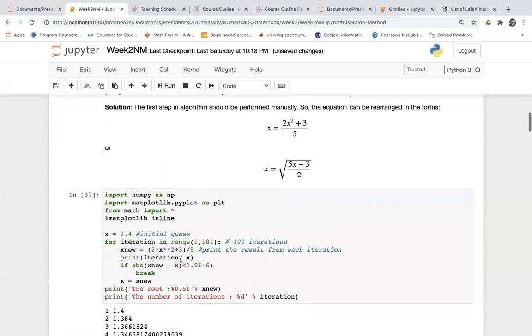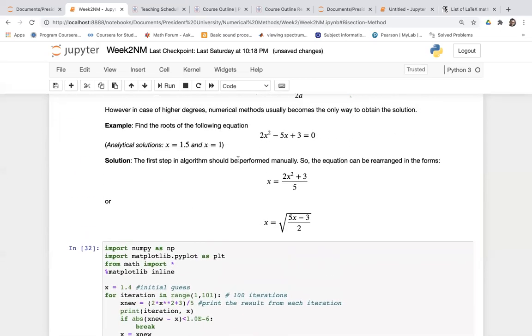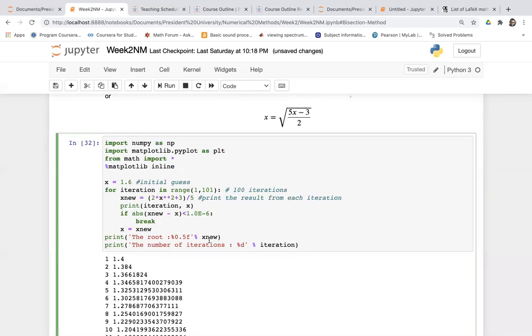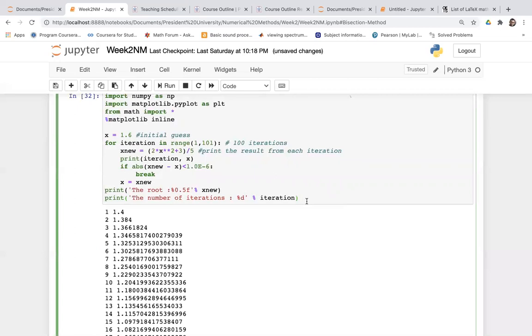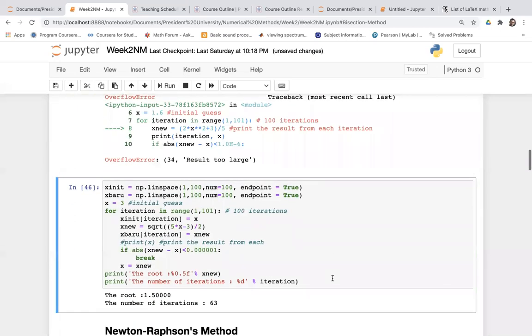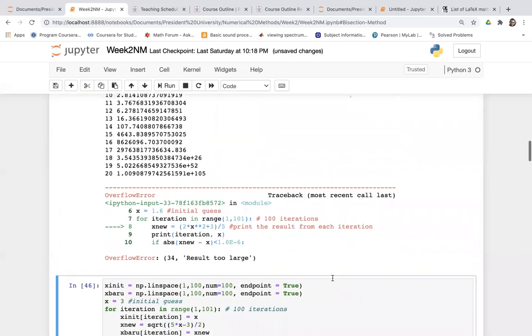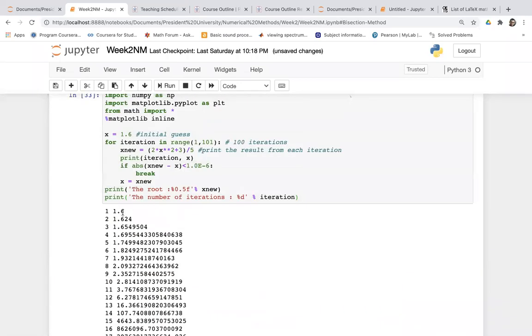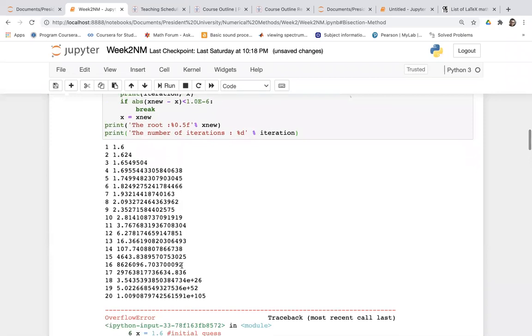But we already know that the other root is 1.5. What about if we put a value exceeding 1.5? Let's put 1.6. Okay, it gives us an error. Look at this. When we put 1.6, it gives us an error.